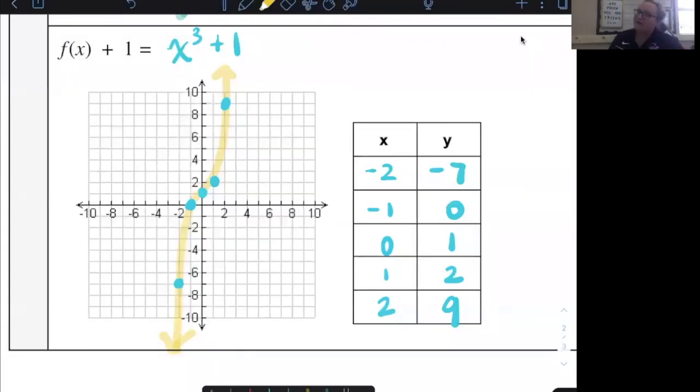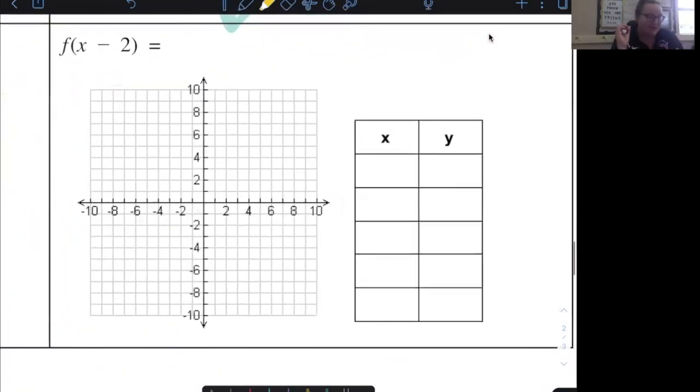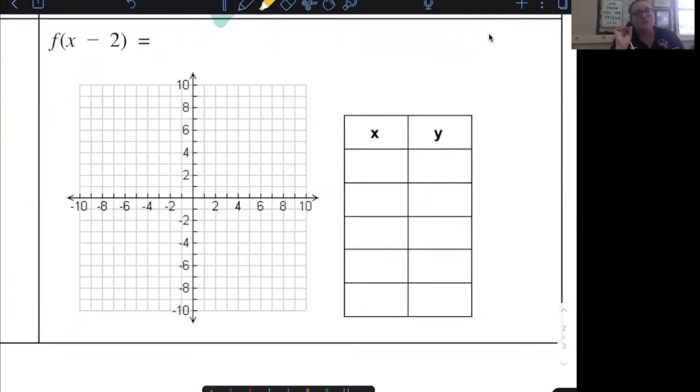All right, so hopefully the values in your table match mine, and your graph should look like mine too. Your new function should be x cubed plus 1. All right, now you're going to take f of x minus 2. So this is the one where you're subtracting 2 directly from x. So think about how that impacts your x values, how that impacts your graph. What direction are we shifting when we subtract directly from x?